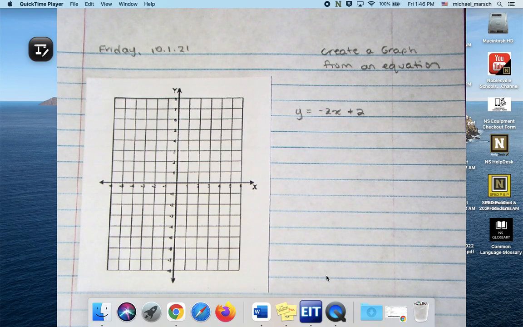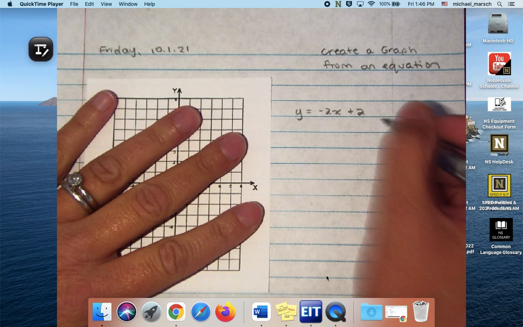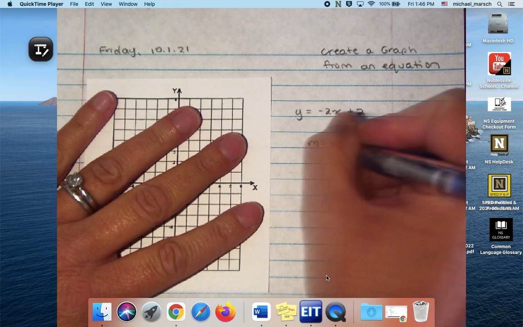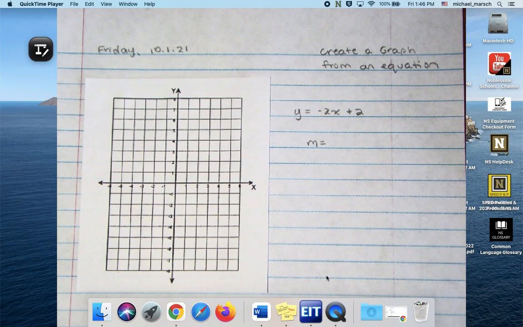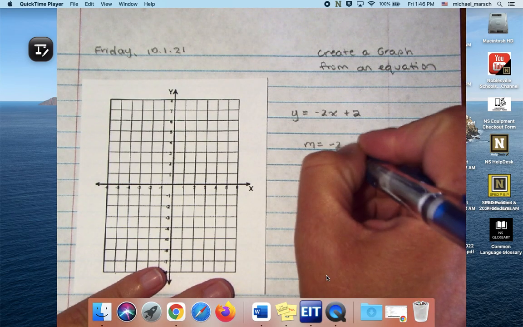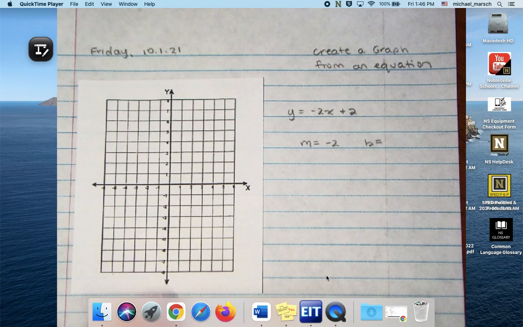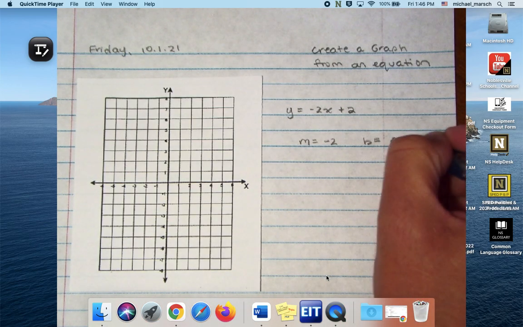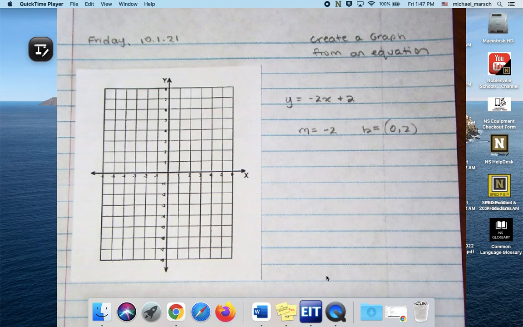So yesterday, if you recall, we were finding slope and y-intercept from an equation, right? Because this is in slope-intercept form, we know that our slope is what? -2. And our y-intercept as an ordered pair is 0, 2. Okay, so those are what we need in order to now graph this line from this linear equation, right?